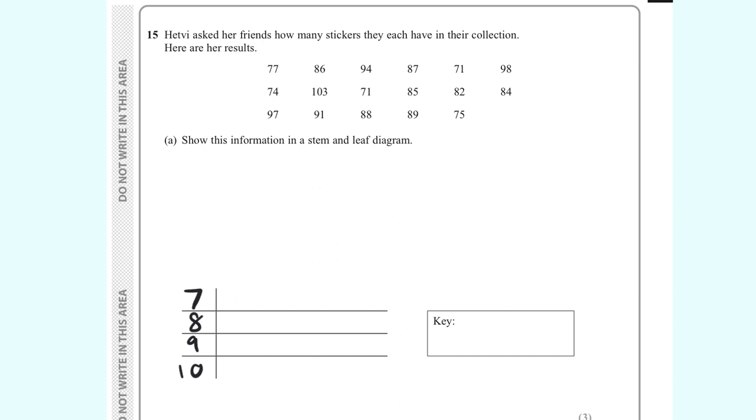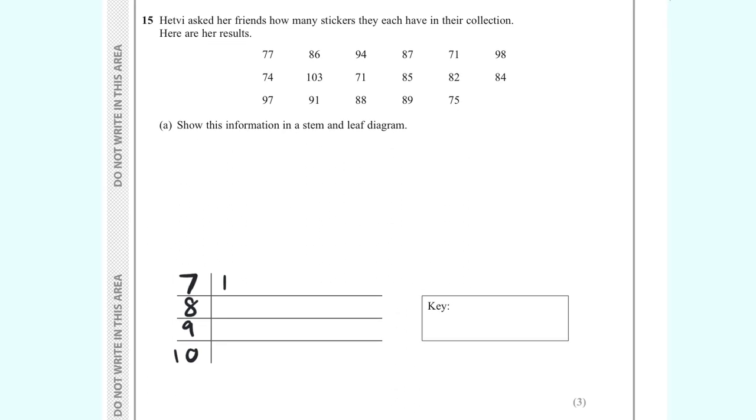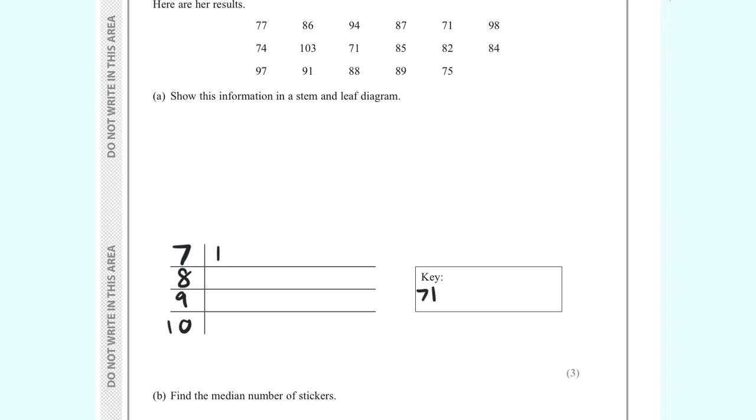Our next step is just to go through the numbers from smallest to largest. So the smallest number on there is 71. So the first number I'm going to put here is a 1, because 7 line 1 means 71. So you can even put your key in straight away. 7 line 1 equals 71 stickers. Is it stickers? Yeah, stickers. I know it looks a bit weird, but if you want to do your ones like that to make it a bit more obvious, you can. That's the first number. We can cross it off because we've done it.